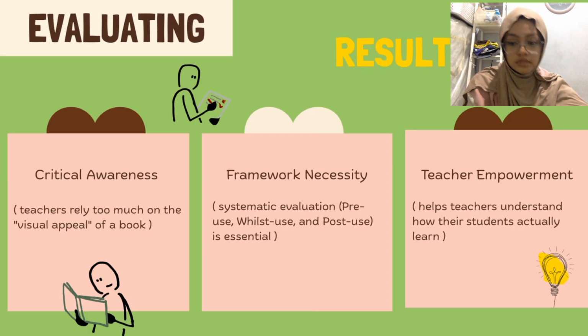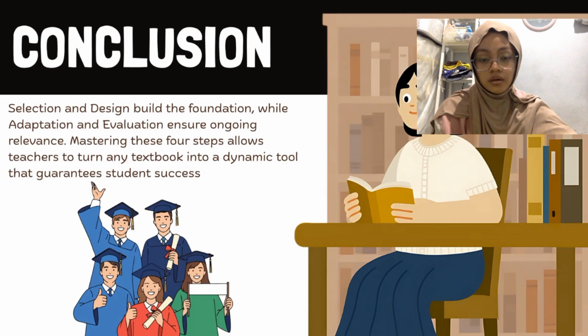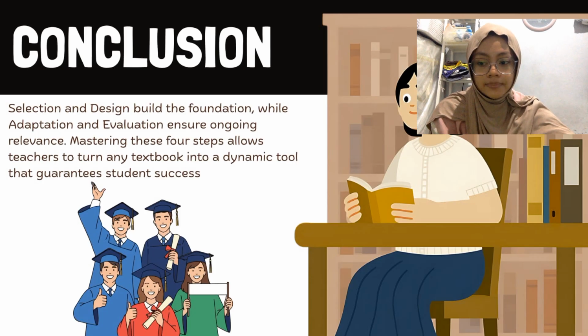And the second one says framework necessity. The research concluded that a systematic evaluation, such as pre-use, whilst-use, and post-use, is essential to prevent wasting time on ineffective materials. And the last one is teacher empowerment. The evaluation is not just about checking boxes, but is a reflective process that helps teachers understand how their students actually learn.